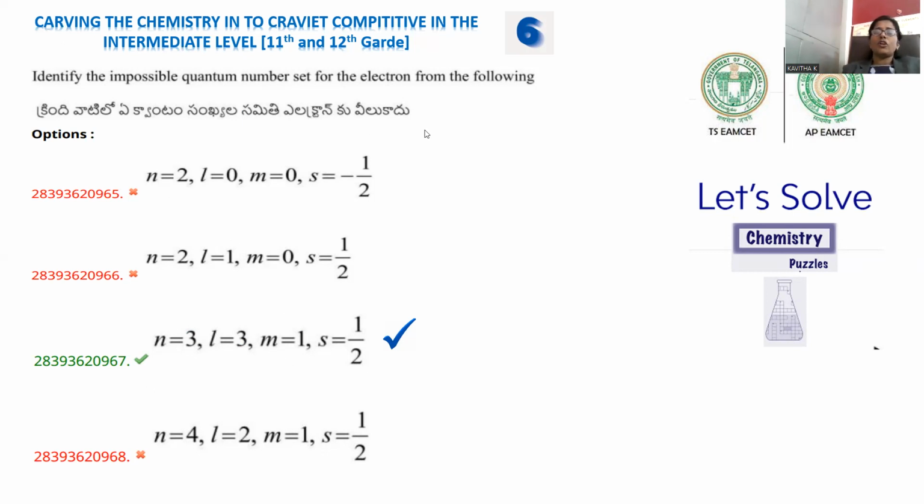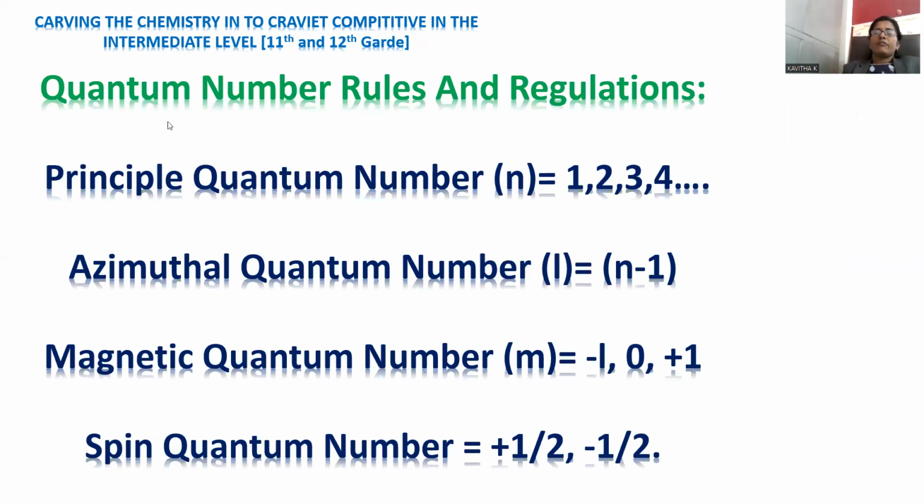Okay, which is not satisfied. Among all, all are correct except one. That will be option number C. We have to identify why option number C is not correct. Let's see. First of all, what are quantum numbers? Quantum numbers are 4, denoted with n, l, m, and s.